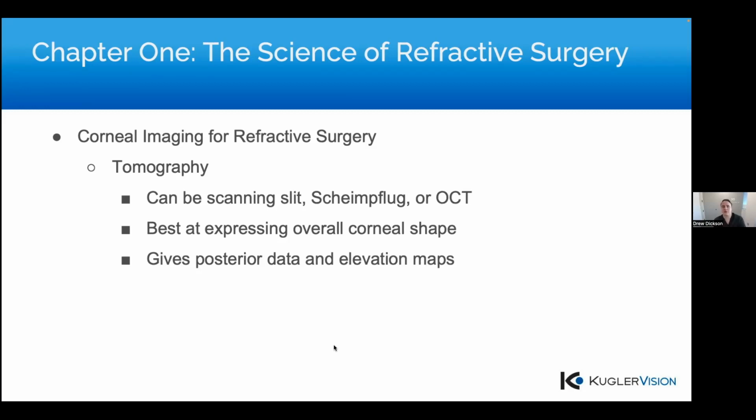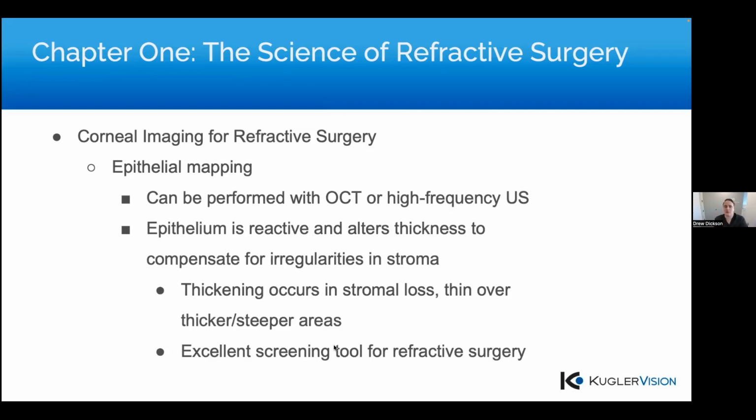There are different types of tomography out there. There are scanning slit, there are Scheimpflug based, there are OCT based technologies out there to get posterior cornea data, but it's best at expressing the overall corneal shape. And this posterior data is very useful in refractive surgery because often if someone has early keratoconus, or looks suspicious for keratoconus, you can see changes on the posterior surface and see posterior elevation centrally before you would see any signs of keratoconus on an anterior scan just from topography. So it can help us to rule in or out patients for refractive surgery earlier than just topography alone.